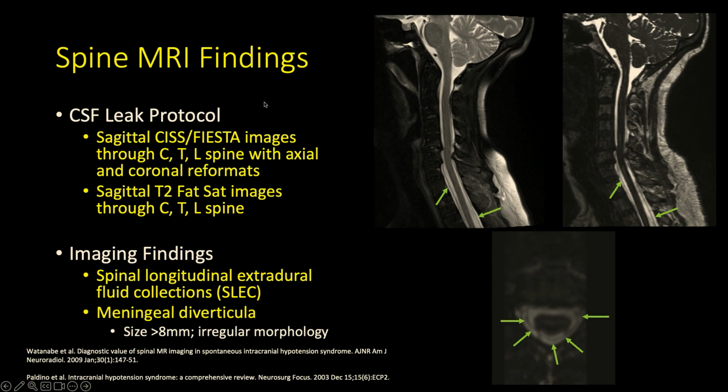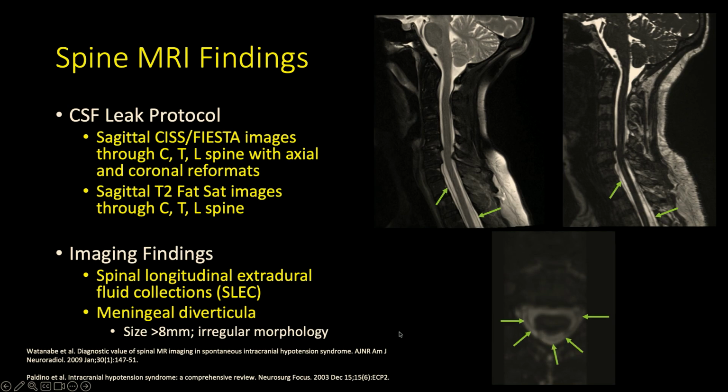And what we're looking for on spine MRI is epidural fluid collections. We call these SLECs, spinal longitudinal extradural fluid collections, that extend greater than 2 vertebral segments. So you can see dorsally there's some fluid, ventrally you can see a collection, and then dorsally as well in the upper thoracic spine. And then look at the axial image, you can see this crescentic fluid behind the thecal sac here. So this is a SLEC.